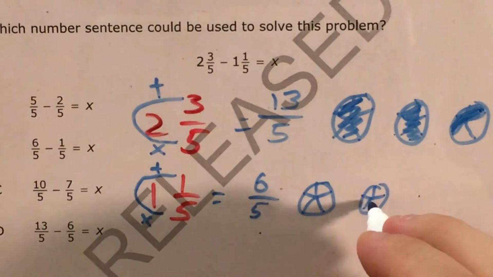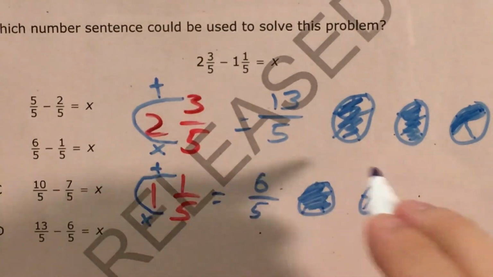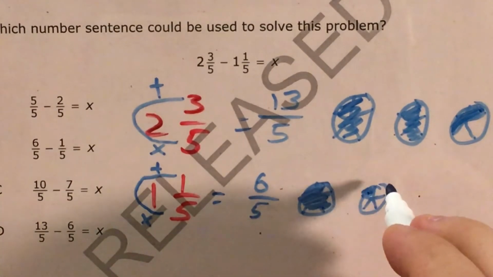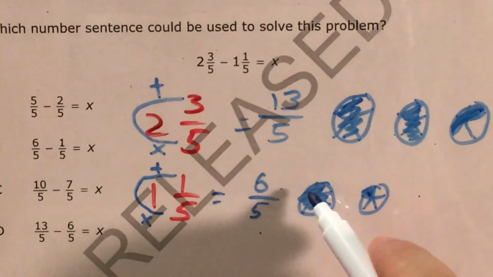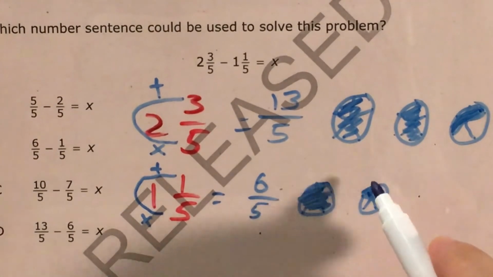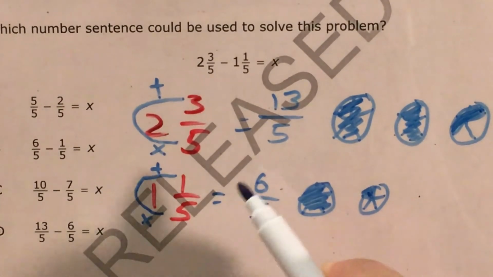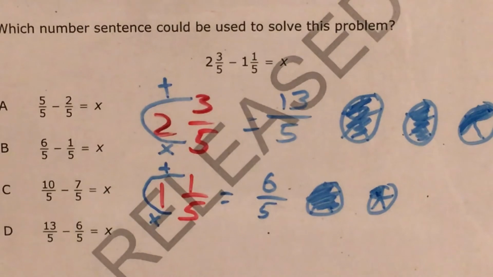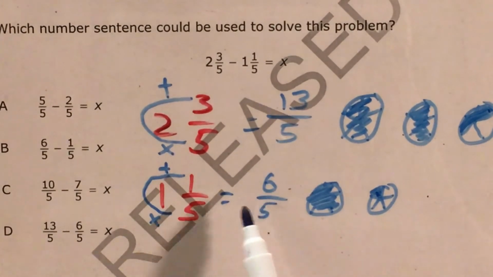And to use this circle trick one more time, 1, 2 circles. I color in the entirety of one of the circles representing my 1. I color in just one part of another one representing the 1/5. So I've colored in total 1, 2, 3, 4, 5, 6 parts of these circles, and that's where I got my 6/5 from. So now I want to look back at my answer choices and see if any of them have my 13/5 and my 6/5 in them.